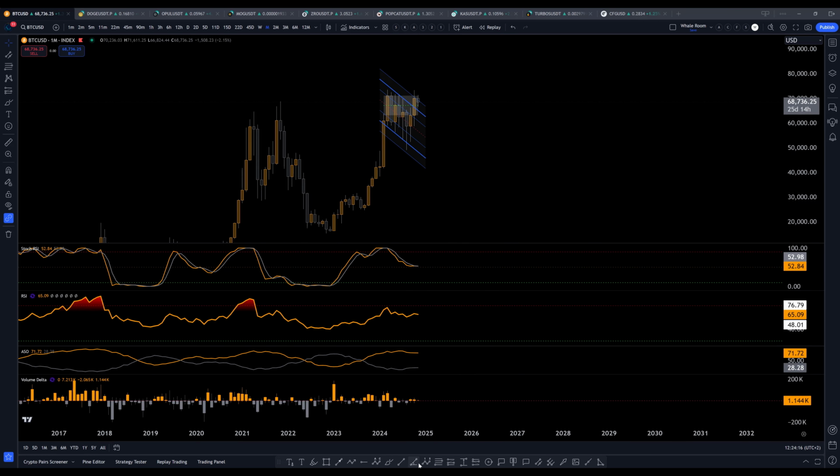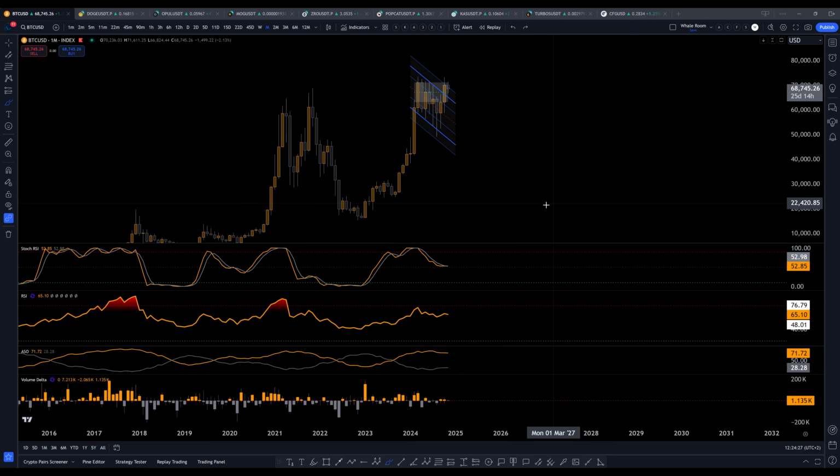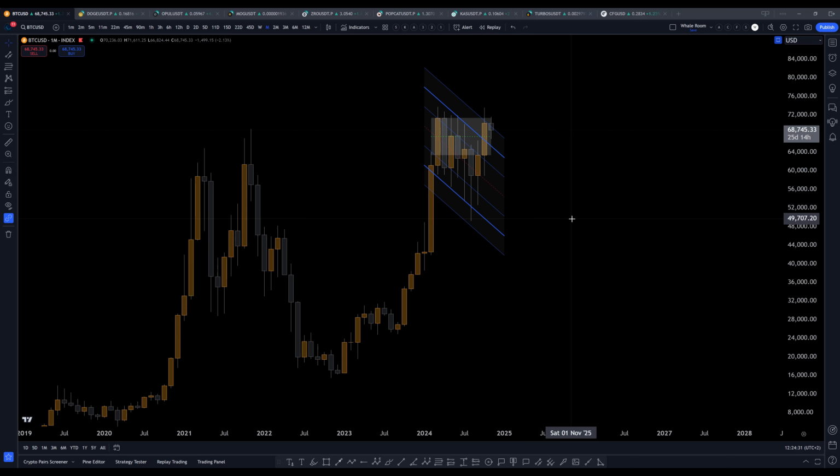Also, there is a nice possibility that you have the cup and handle, and maybe this is the break of the cup and handle. This is the break. Maybe we see a continuation. Maybe. All right, we're going to take it step by step. Don't rush. This is a big high time frame. It's going to take a lot of time to print.